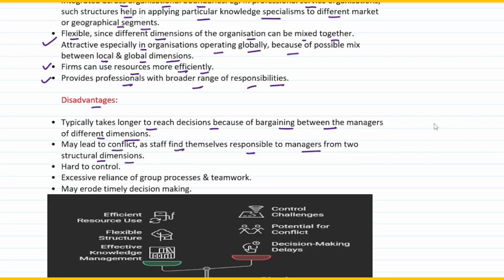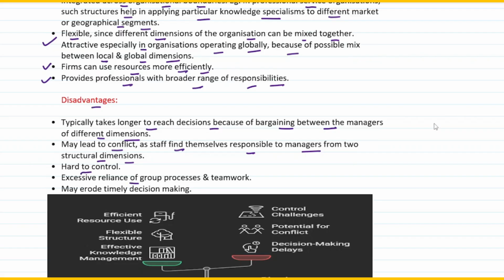So in that case what can happen is there may be a conflict, because globally they may be saying something whereas locally the demands may be something else. So that can lead to a lot of conflict, and hence the staff can be in a catch-22 situation. It is also hard to control because their geography is pretty wide, hence control can be an issue.